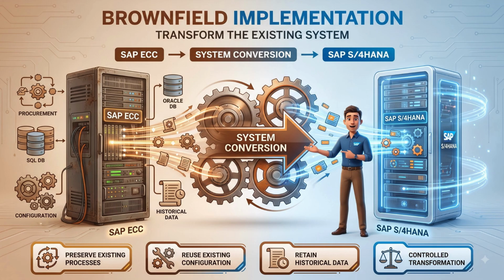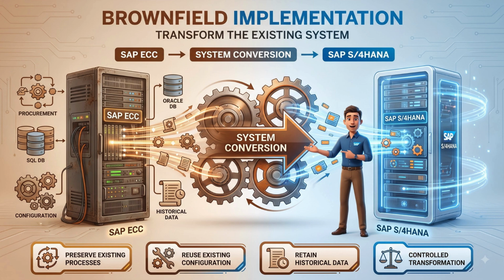If Greenfield means starting from scratch, Brownfield means transforming what you already have. In the SAP world, Brownfield is commonly associated with system conversion, where an existing ERP system such as ECC is converted to S/4HANA. Instead of creating a completely new system, the organization carries forward much of its existing configuration, data, business processes, and custom developments, while adapting them to the S/4HANA environment.